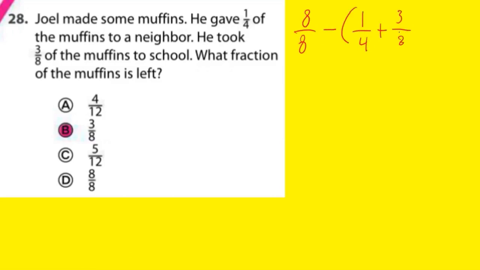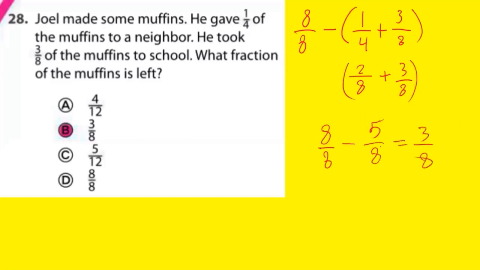Okay, what makes the 1/4 equal with the denominator 8? I need to change this 4 to be 8. It will be multiplied by 2. 2 over 8 equals 1 over 4, plus 3 over 8. It will be what? It will be 5 over 8. 5 over 8 subtracted from 8 over 8 will be 3 over 8. That's it. Number 29.